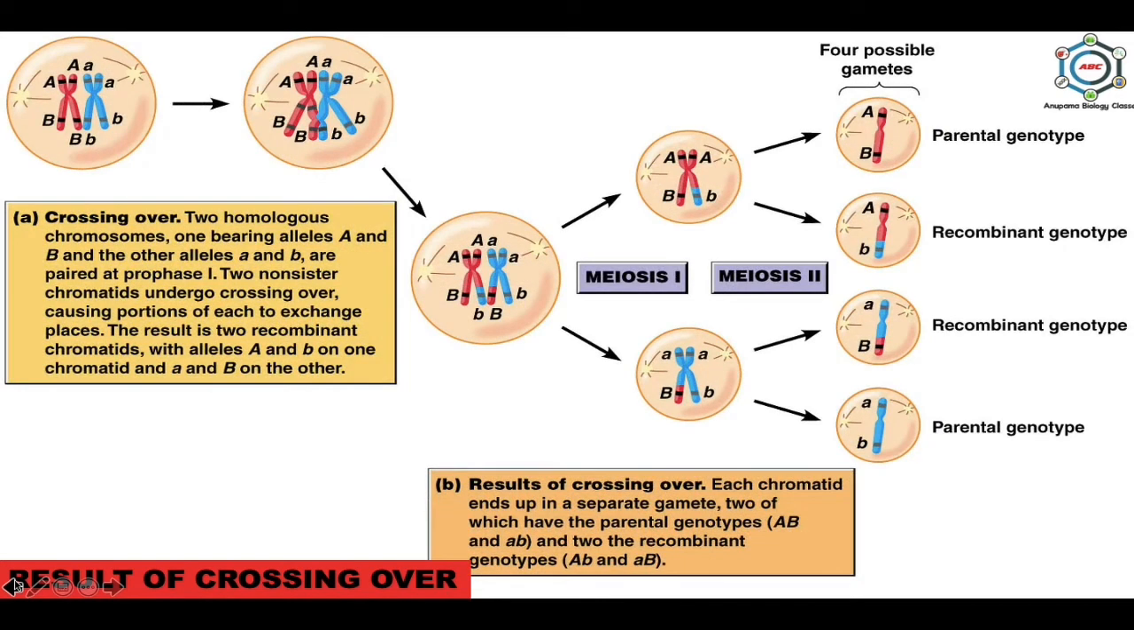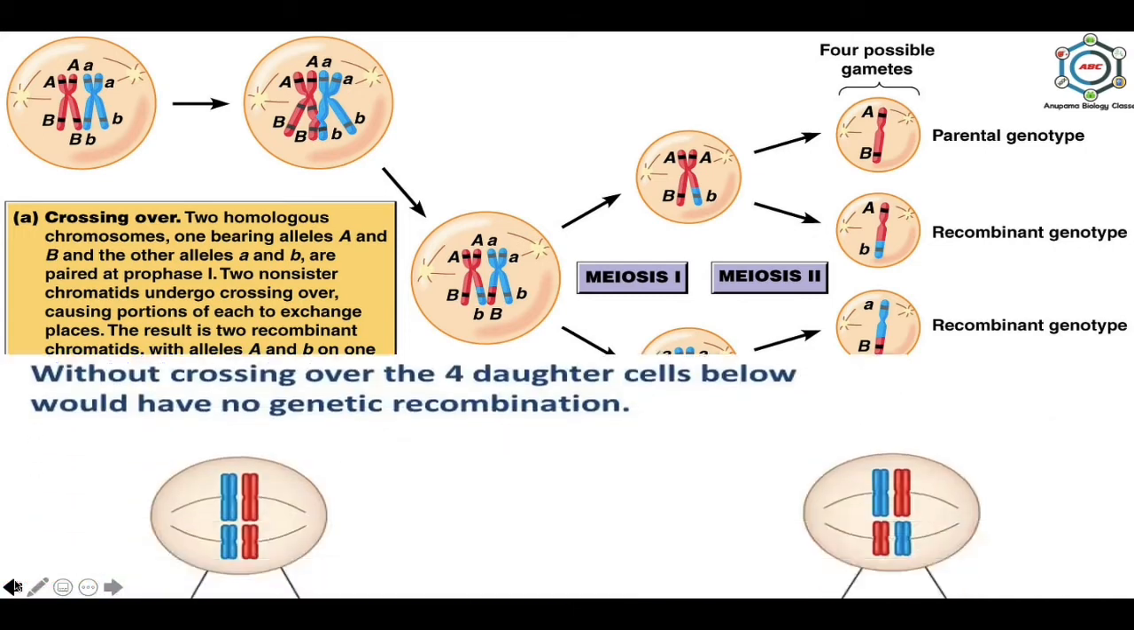Now the result of crossing over. So at first here in this picture, you can see the crossing over is the exchange of genes between 2 chromosomes resulting in non-identical chromatids that comprise the genetic material of gametes. And this process results in the millions of sperms or eggs that are produced by an organism, each being different from one another. So the result of crossing over is each chromatid ends up in a separate gamete, 2 of which have the parental genotype and 2 the recombinant genotype. So this is the result of crossing over.